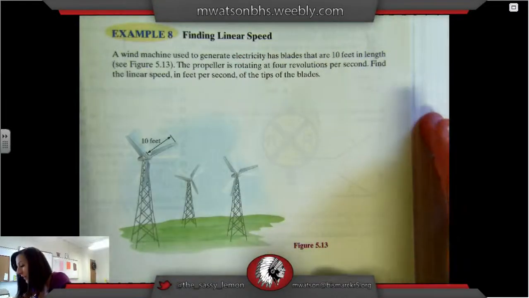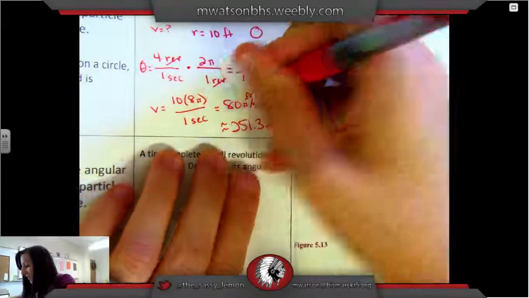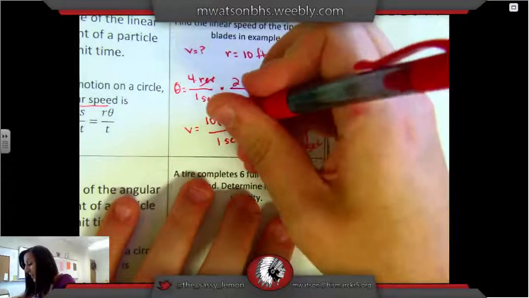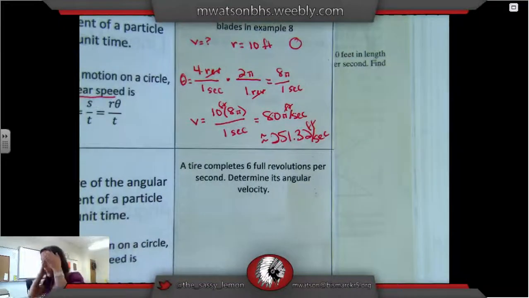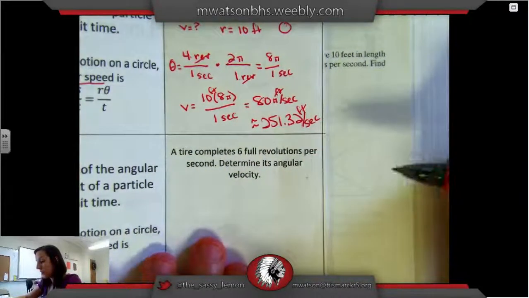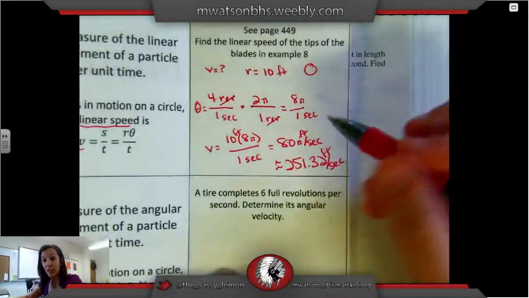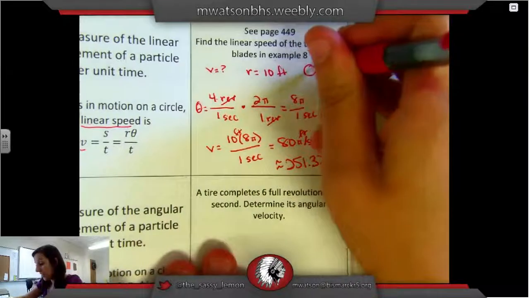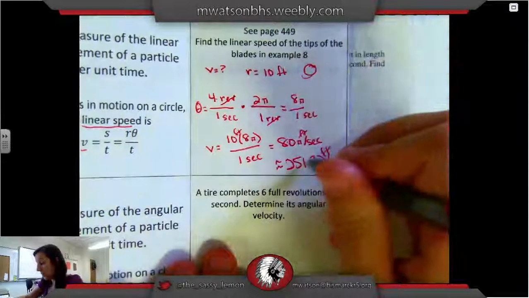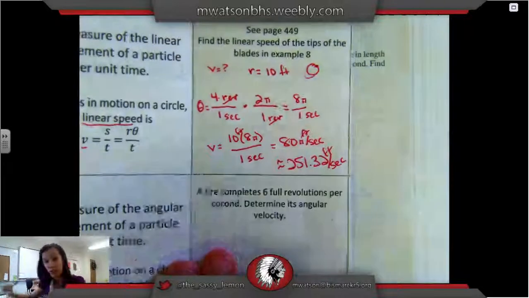Hold on a second. Feet per second. Oops. That's feet. All the way through, that was feet. Because up here, I forgot that this is 10 feet. That's where our units come from. So 10 feet times 8 pi. So we've got 251.32 feet per second. That is how quickly the tips of the blade are moving around here. That's how many feet, the distance it goes per second.